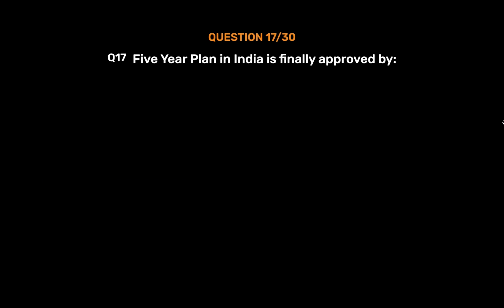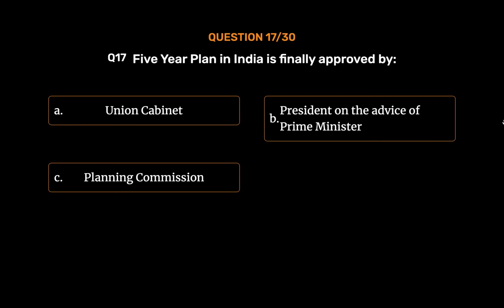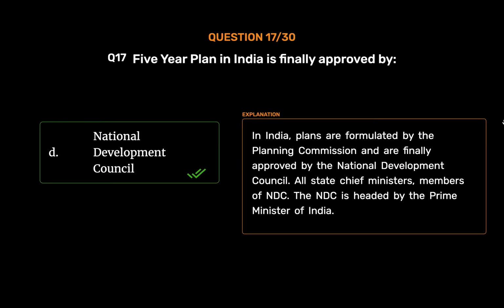Question number 17. The 5-year plan in India is finally approved by: Option A. Union Cabinet. Option B. President on the advice of Prime Minister. Option C. Planning Commission. Option D. National Development Council. The correct answer is Option D, National Development Council. In India, plans are formulated by the Planning Commission and are finally approved by the National Development Council. All state chief ministers are members of the NDC. The NDC is headed by the Prime Minister of India.